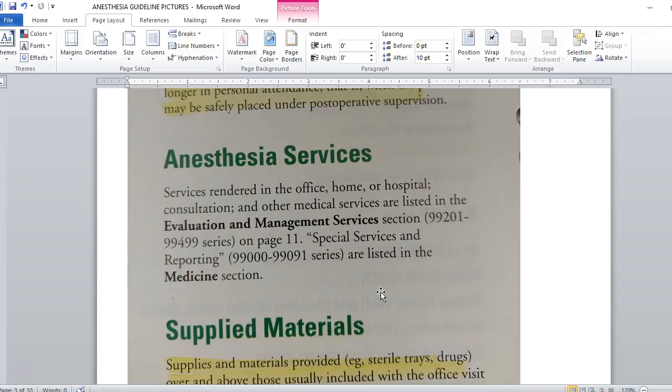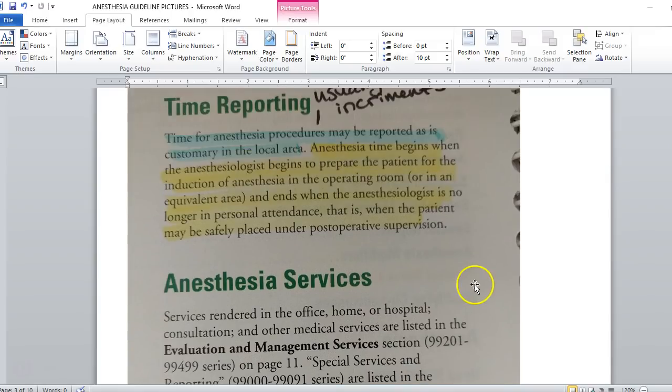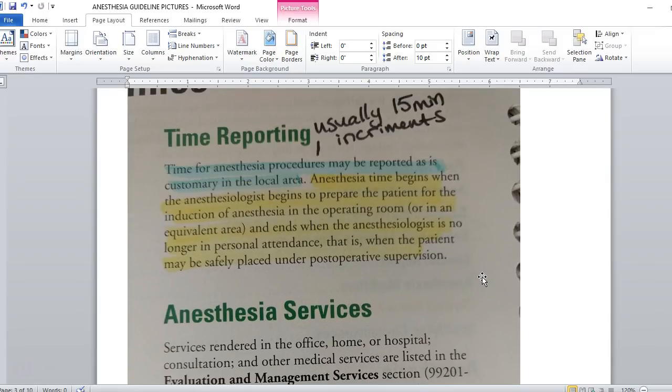So this is only for anesthesia services. Okay. Now we talked about this. Again, time is usually in 15-minute increments, but as it tells us, time for anesthesia procedures may be reported as customary in the local area. I know for most of New England, we use 15-minute increments, but that's always a great question to ask. If you're going to go for an interview for anesthesia, you could say, do you use 15-minute time increments or do you use another customary time? And that will show that, again, you have better knowledge of this code set.